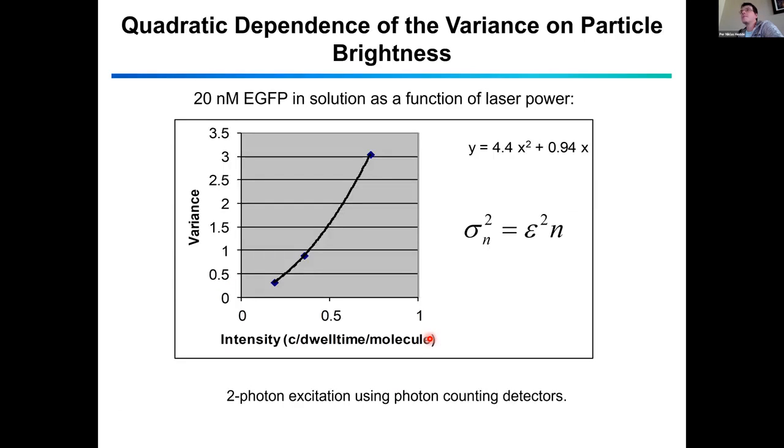Okay, so here's an example of the validation of the quadratic dependence of the variance on particle brightness. This is a 20 nanomolar EGFP solution. To increase the brightness, the laser power was just increased, which you can do very precisely in a very controlled way. And then the variance was calculated, and you see it fits this parabolic shape, fitting the dependence to the square of the brightness that you would expect.